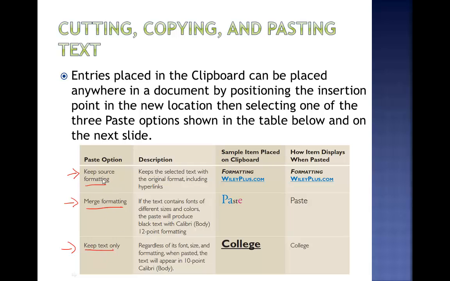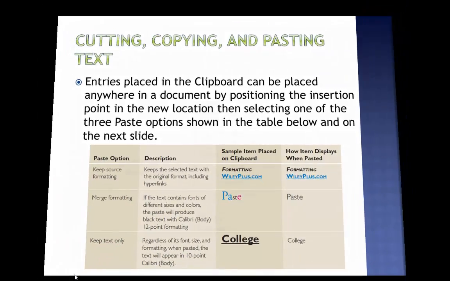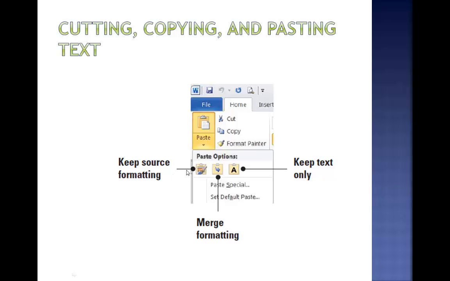So you have keep source, which means whatever you copy, when you paste it, it looks the same. Merge formatting: whatever you copy gets merged to however everything else looks in your document. And then keep text only keeps just the text you copy. It doesn't copy over any formatting. Okay? So let's move on. So here are those 3 buttons under the paste drop down: keep source formatting, merge formatting, and keep text only.